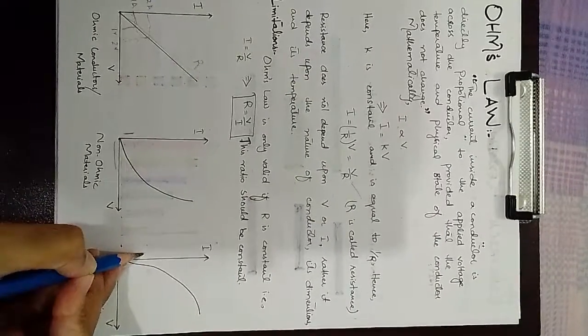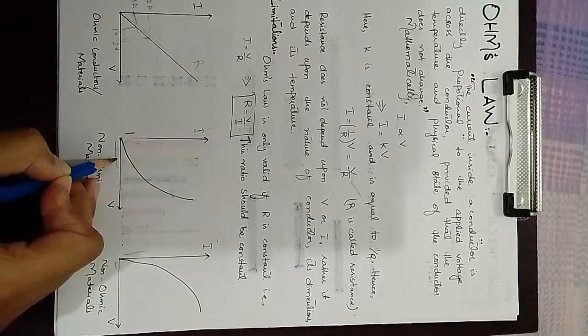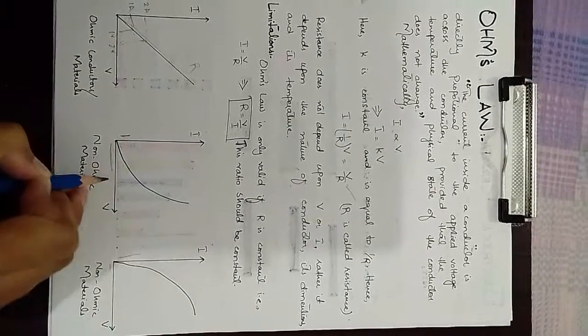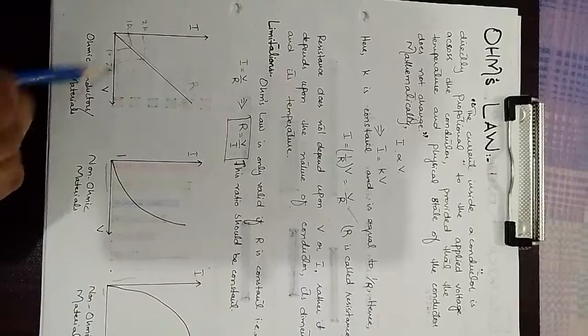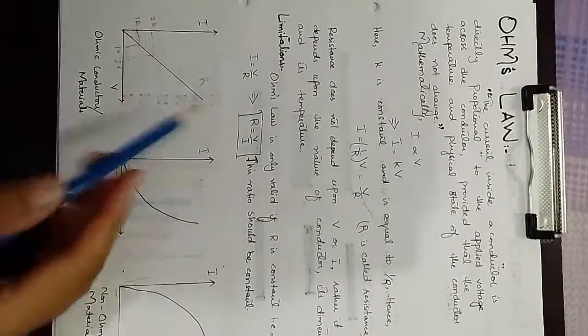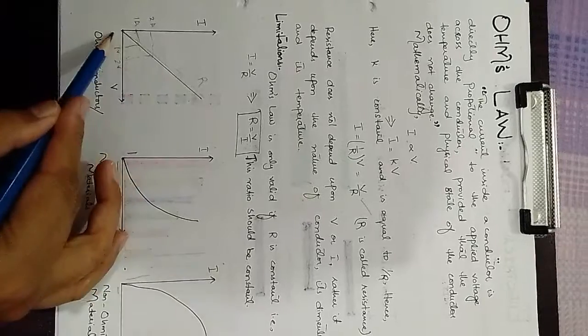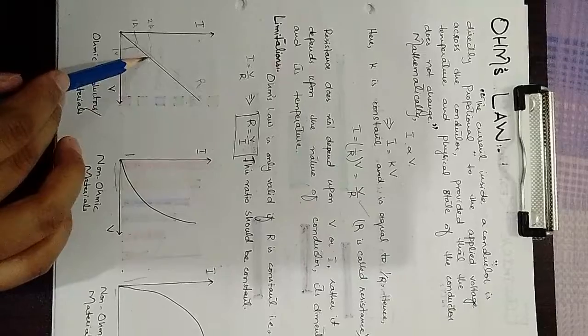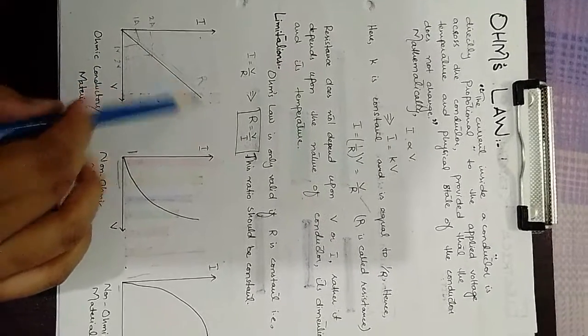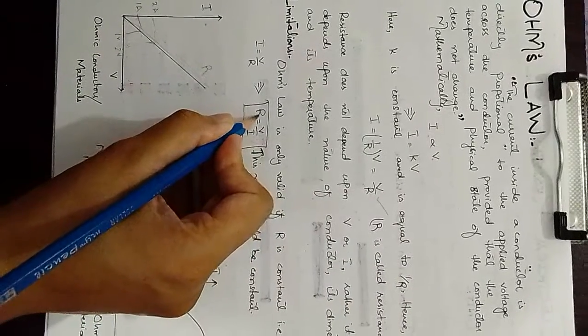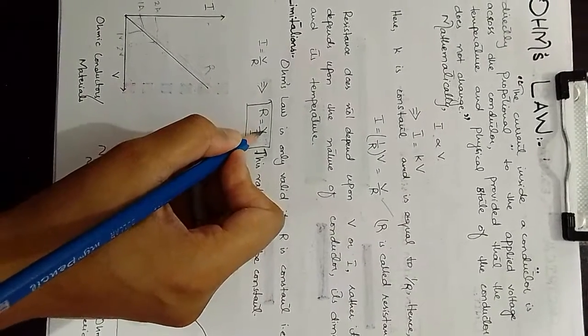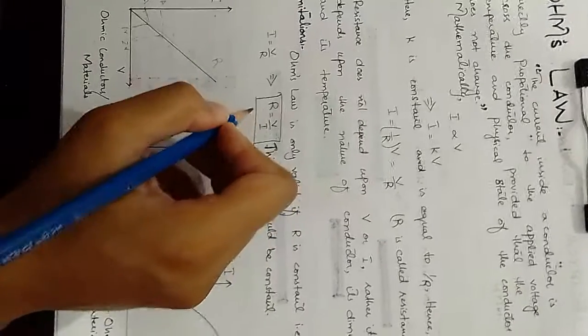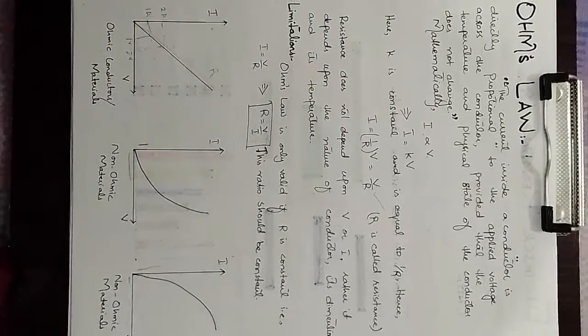So from here we come to know that there is no linear relationship between voltage and current, but here in ohmic materials there exists a linear relationship between V and I. Therefore, such materials which give this kind of graph are called ohmic materials, and they obey Ohm's law, and hence their resistance value for any V and I ratio is constant. Okay, so this was all in today's lecture. Thank you so much everyone.